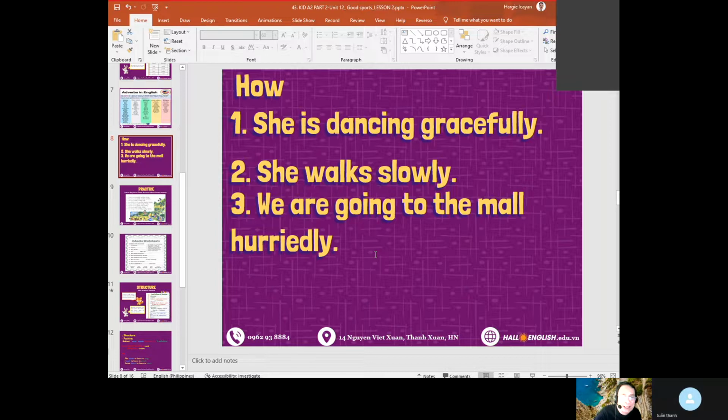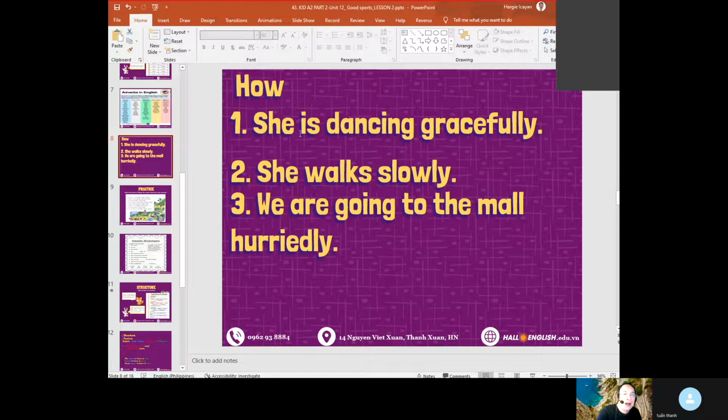Why is this one an adverb? Because of the ly, right? So aside from the ly, what does it describe? It describes the verb going, right? So how are they going to the mall? Hurriedly. Okay? So two possible answers if we are going to ask how.